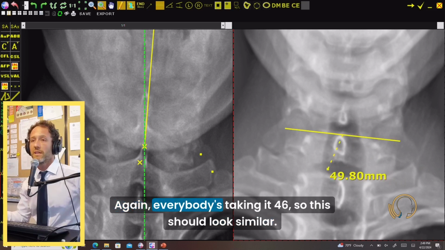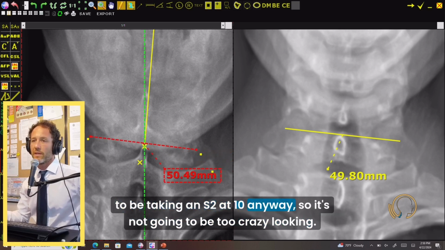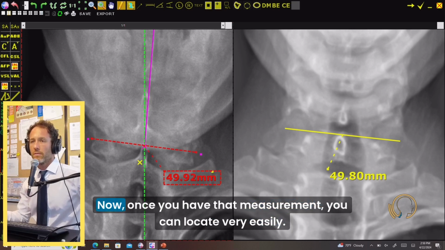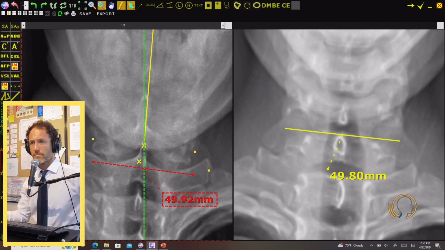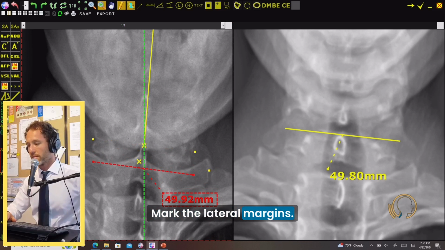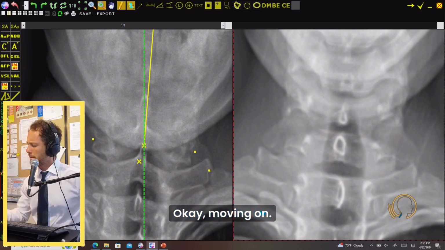And again, everybody's taking it 46. So this should look similar. And if you're too washed out in AdvO in terms of your cervical spine angle, you're going to be taking an S2 at 10 anyway. So it's not going to be too crazy looking, right? So now, once you have that measurement, you can locate very easily. Mark the lateral margins of your C7 body. Okay. Moving on.